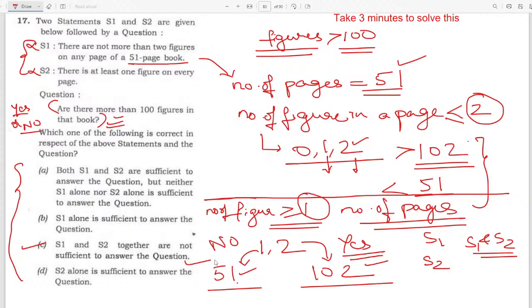I hope this is clear. If you have any doubts, you can ask. If everything is clear, we'll move to the next question.